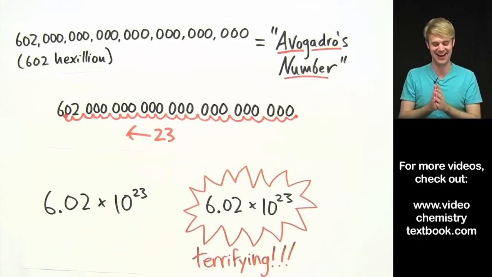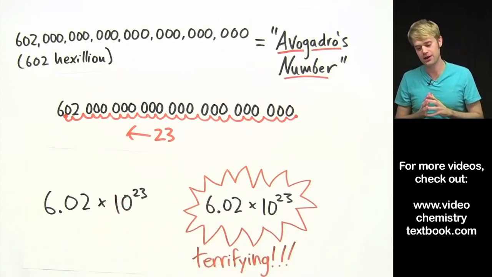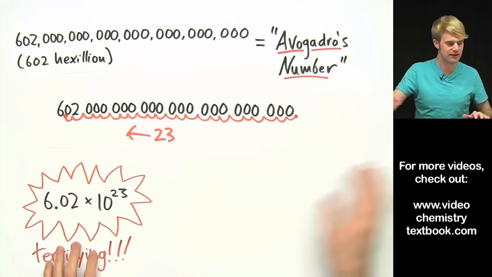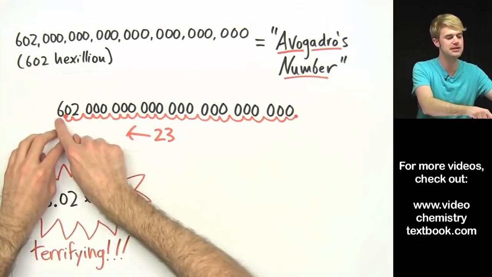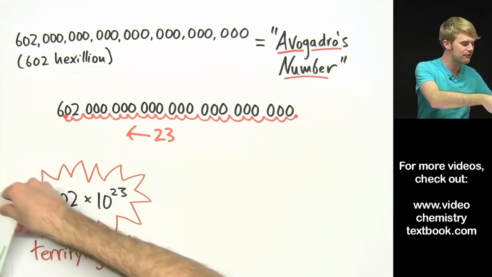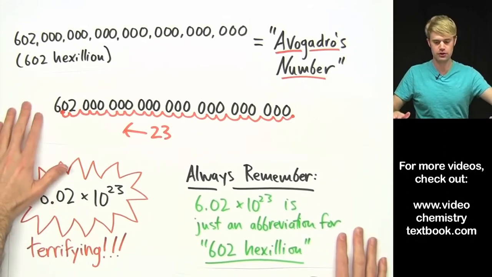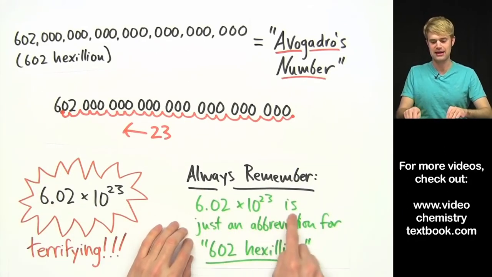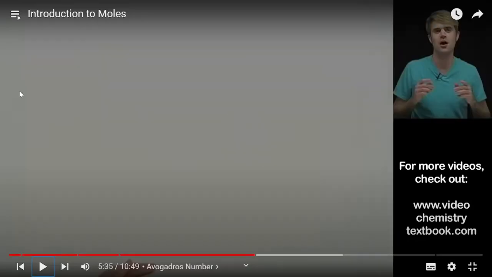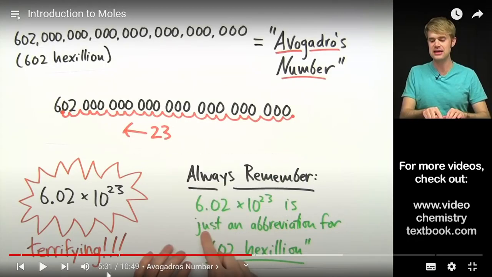Relax. It's okay. 6.02 times 10 to the 23rd might look a little terrifying, but just remember that it is an abbreviation for 602 hexillion, that it is an abbreviation for this very large number here. Every time you see 6.02 times 10 to the 23rd, just remember that it is an abbreviation for 602 hexillion.